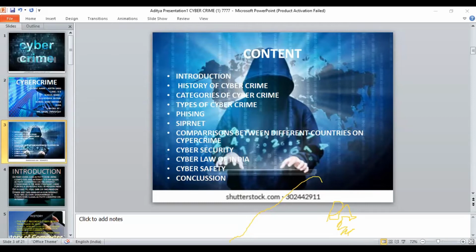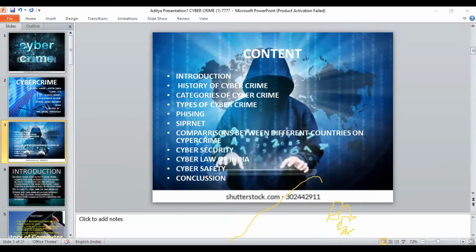Now, I will tell you about cyber safety. How can we save ourselves from cybercrime? These are some safety methods. First, use antivirus software. Second, install firewalls. Uninstall unnecessary software. Maintain backups. Check security settings.